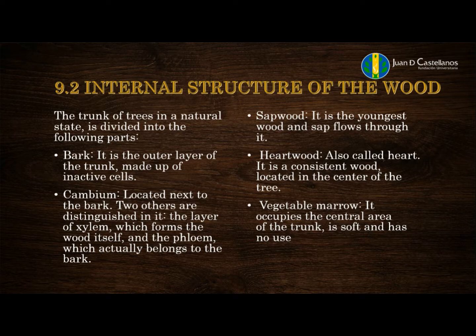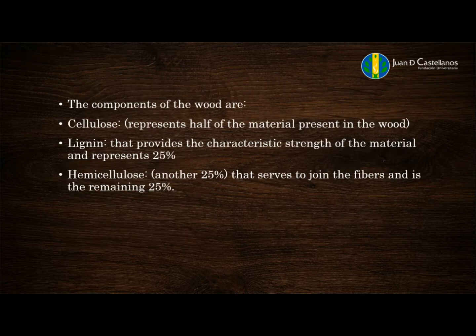3. Sapwood. It is the youngest wood and sap flows through. 4. Hardwood, also called heartwood. It is a consistent wood located in the center of the tree. 5. Vegetable marrow. It occupies the central area of the trunk. It's soft and has no use.